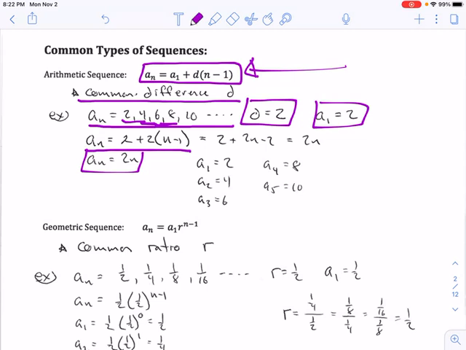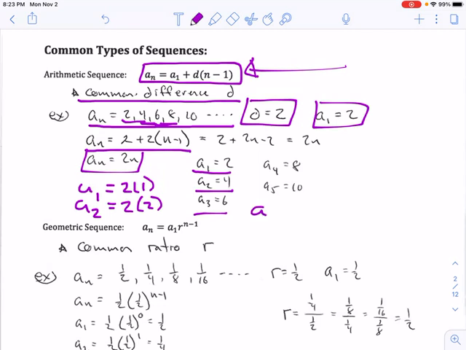Once we have the nth term formula for the sequence, we can find any term in that sequence. So in some of these examples, I just go through and find the first few terms of the sequence. In other words, a sub 1 is 2. And we get that by simply saying, okay, a sub 1 is equal to 2 times 1, simply letting n be equal to 1. Finding a sub 2 is 4. We get that by saying a sub 2 is equal to 2 times 2, which is 4.